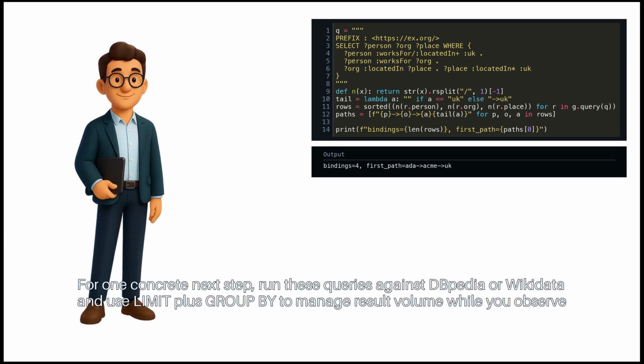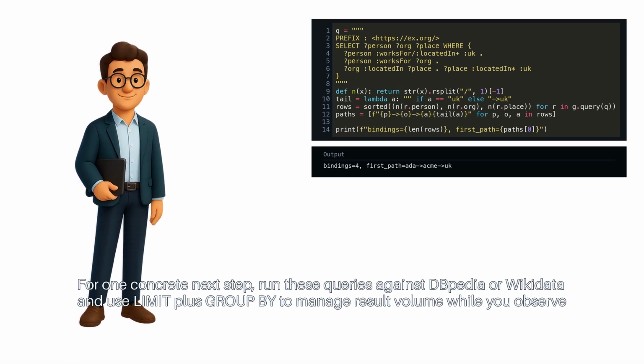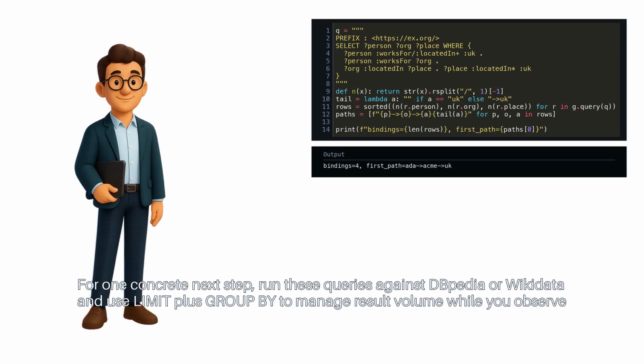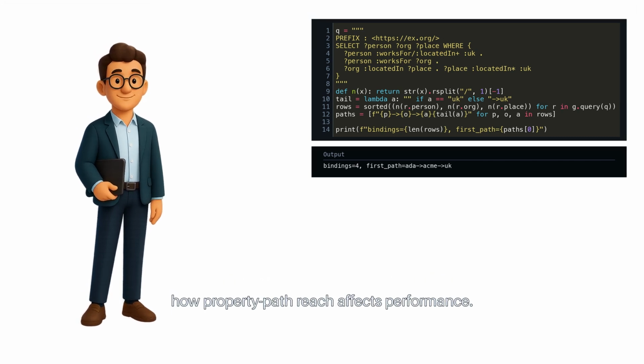For one concrete next step, run these queries against DBpedia or Wikidata and use limit plus group by to manage result volume while you observe how property path reach affects performance.